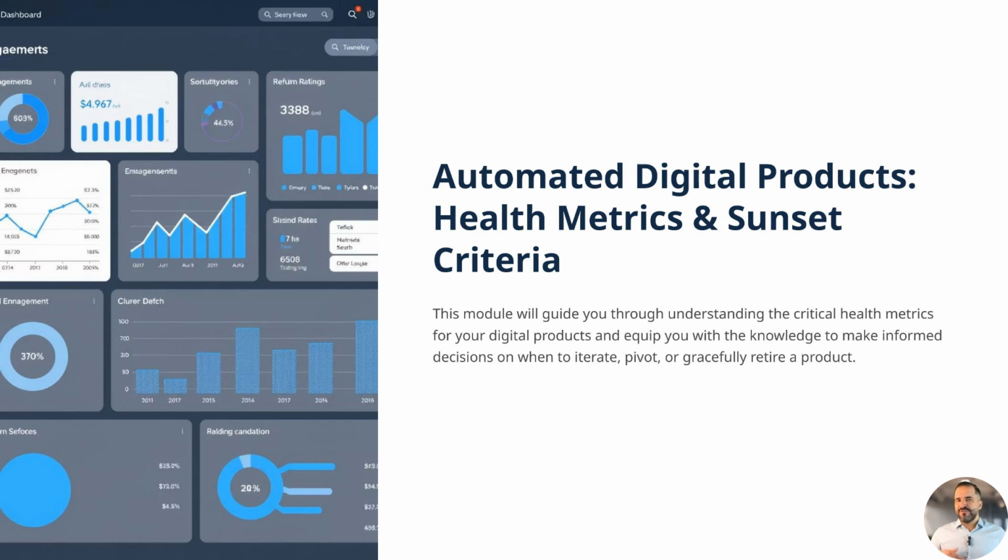Understanding key health metrics is crucial for evaluating digital product performance. Engagement rate, churn rate, and refund rate are vital indicators of how well a product is performing in the market. High engagement suggests that users are satisfied and find value in the product, while high churn and refund rates may indicate issues with product value or quality that need to be addressed.